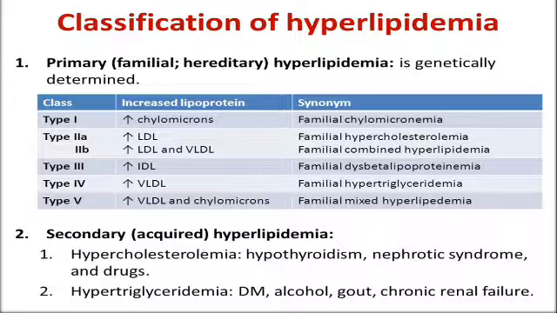So, let's talk about secondary hyperlipidemia, which is acquired. There are 2 types of secondary hyperlipidemia: hypercholesterolemia and hypertriglyceridemia. Hypercholesterolemia is associated with hypothyroidism, nephrotic syndrome, and drugs. Second one is hypertriglyceridemia. It is associated with diabetes mellitus, alcohol, gout, and chronic renal failure.